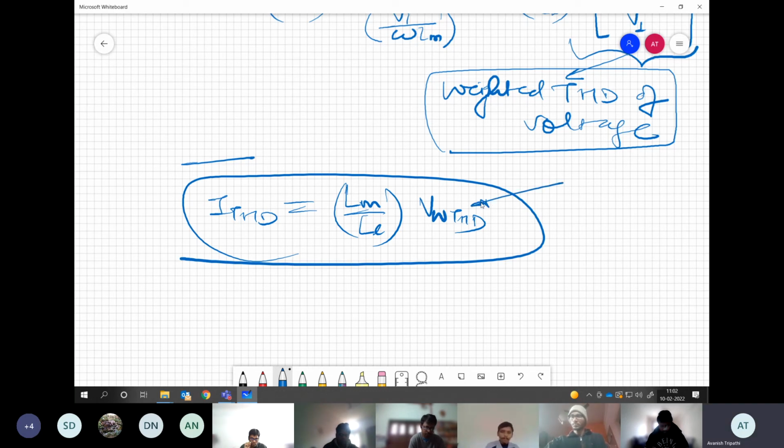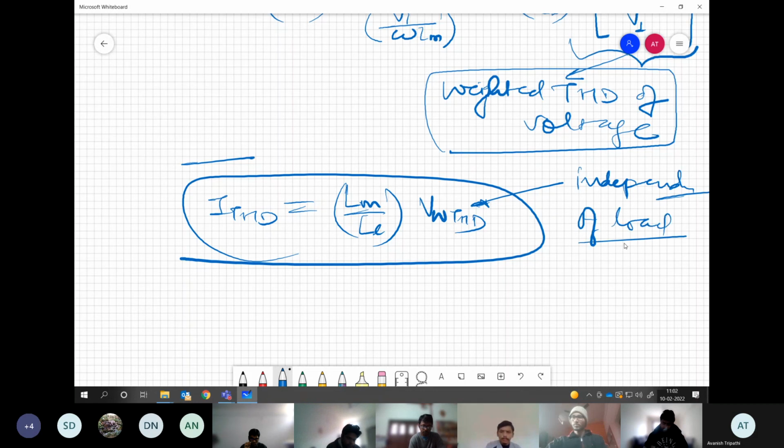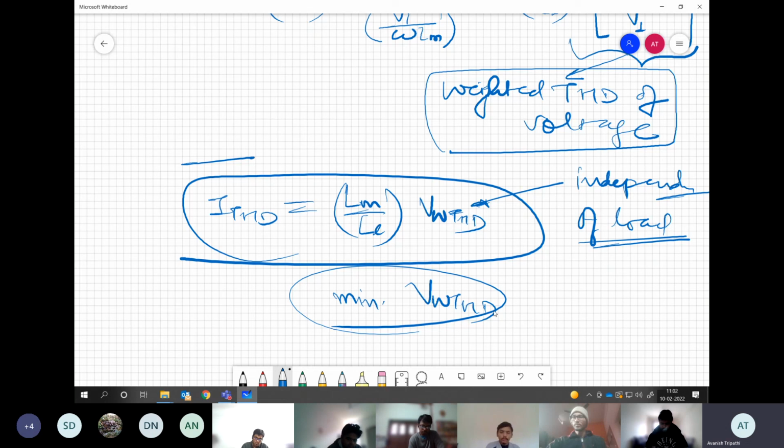Where we know that WTHD doesn't involve any current, so this is independent of load. Which means a better way to have good performance for the system could be to minimize VWTHD, which will be independent of load and which will give better performance, because it is directly related to our worst case ITHD.